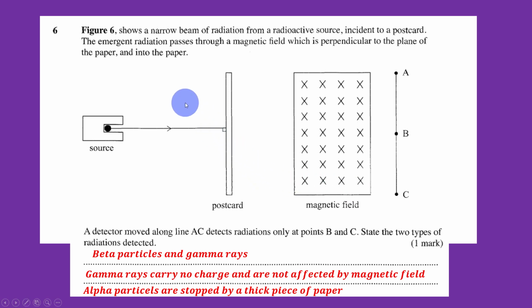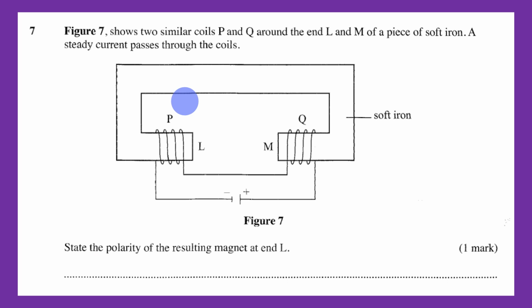Let's go to question 7. In question 7, we are told that figure 7 shows two similar coils P and Q around the end L and M of a piece of soft iron. A steady current passes through the coil. Now you'll be able to see that the winding is as shown. So since this one is a cell, we can tell from this positive terminal that current flows this way. It goes below and it emerges on this side as being downwards.